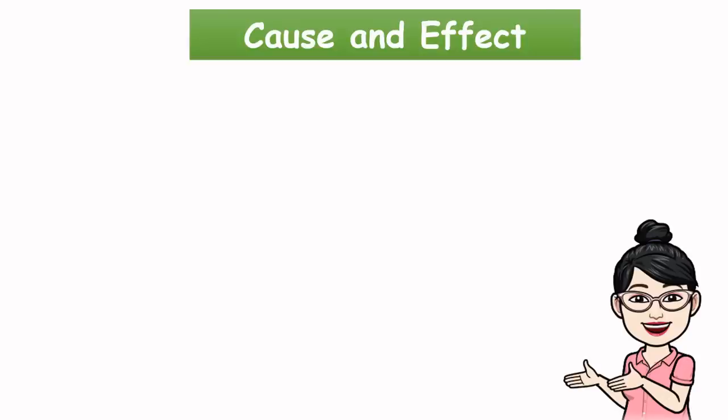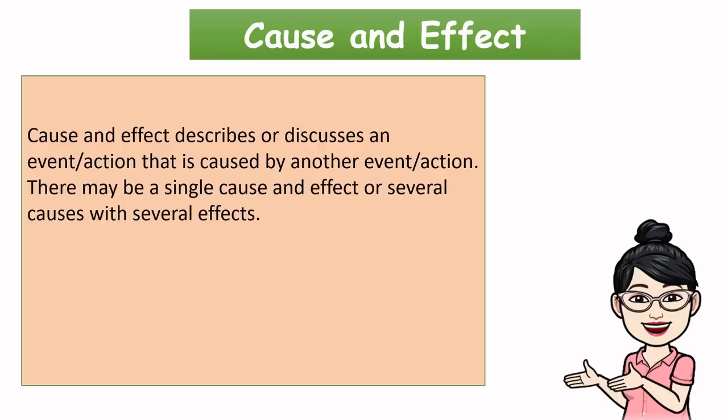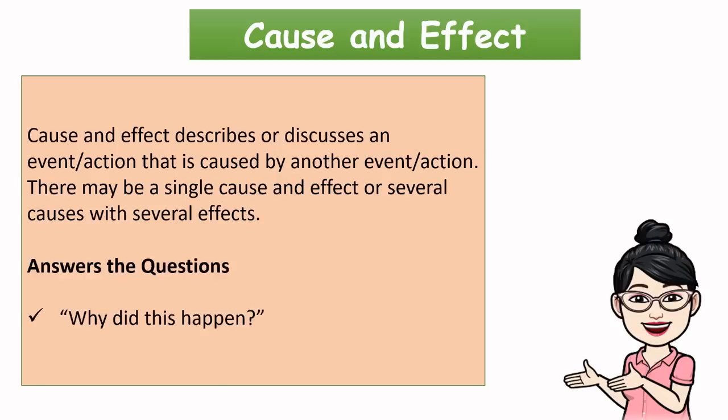Finally, we have the cause and effect. Cause and effect describes or discusses an event or action that is caused by another event or action. There may be a single cause and effect or several causes with several effects. It answers the questions, why did this happen? And what were the results of a particular event?